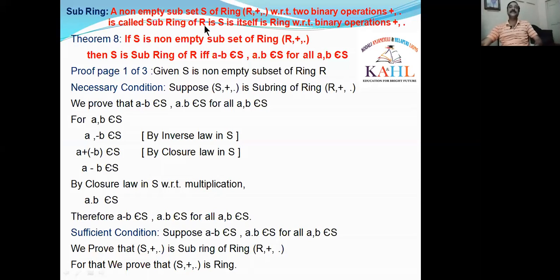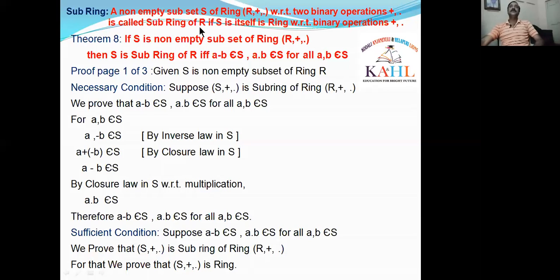A non-empty subset S of a ring R, plus, dot, with respect to two binary operations plus and dot, is called a subring of R if S itself is a ring. Again I am repeating the definition of subring: a non-empty subset S of a ring R with respect to the two binary operations plus, dot is called a subring of R if S itself is a ring.